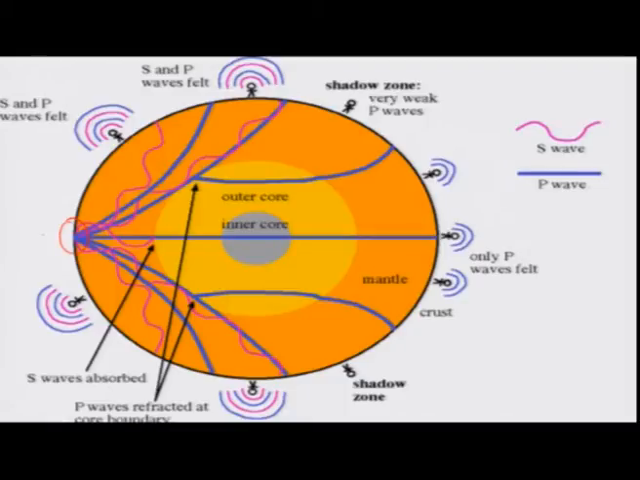Okay, so the pink one is your S wave, and the blue ones are your P waves. The stations located here, this one and this one, will record both P and S waves. And here we see that some of the P waves are refracted, and you have P waves reaching here.